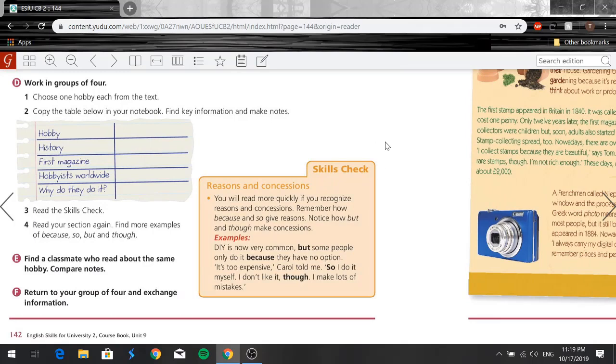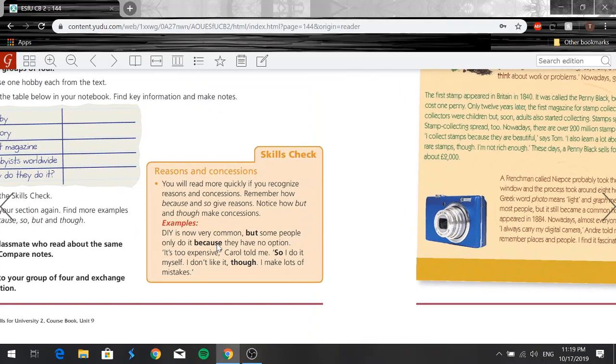Okay? Right, so here we have skills check, reasons, and concessions. You will read more quickly if you recognize the difference between reasons and concessions. Understand that the words because and so give reasons. So for example, DIY, which is do it yourself by the way, is now very common. But some people only do it because they have no option, right? Because here is used as a reason. It's too expensive, Carol told me, so I do it myself. That's a reason as well. So again, notice that because and so give specific reasons.